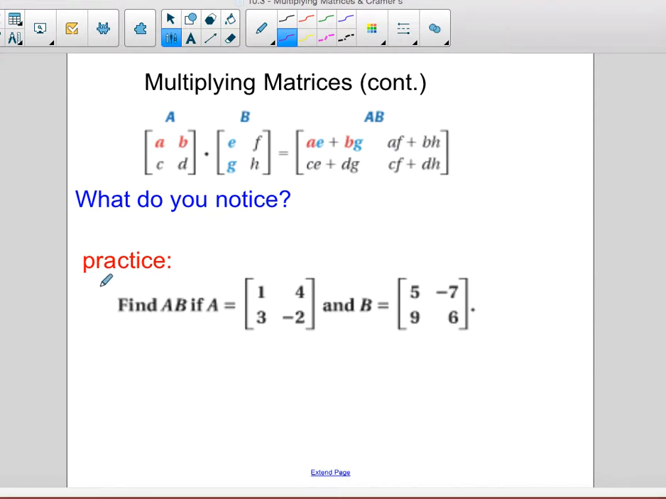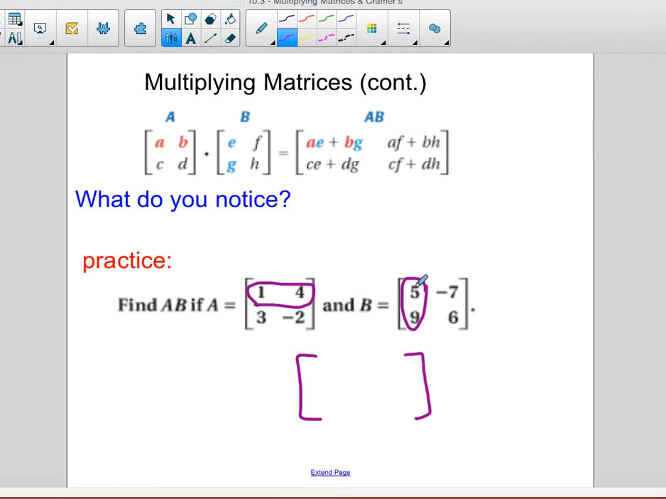So let's do a practice if that seems confusing. First of all, I ask myself, can I do A times B? Yes, because the number of columns here matches the number of rows here. So you're good. I'm going to set up my box before I start, and I know that I'm going to have a 2 by 2 matrix, just like this one was. So I'm going to take my first row and my first column: top row, left column, top left. That's going to be the number right here.